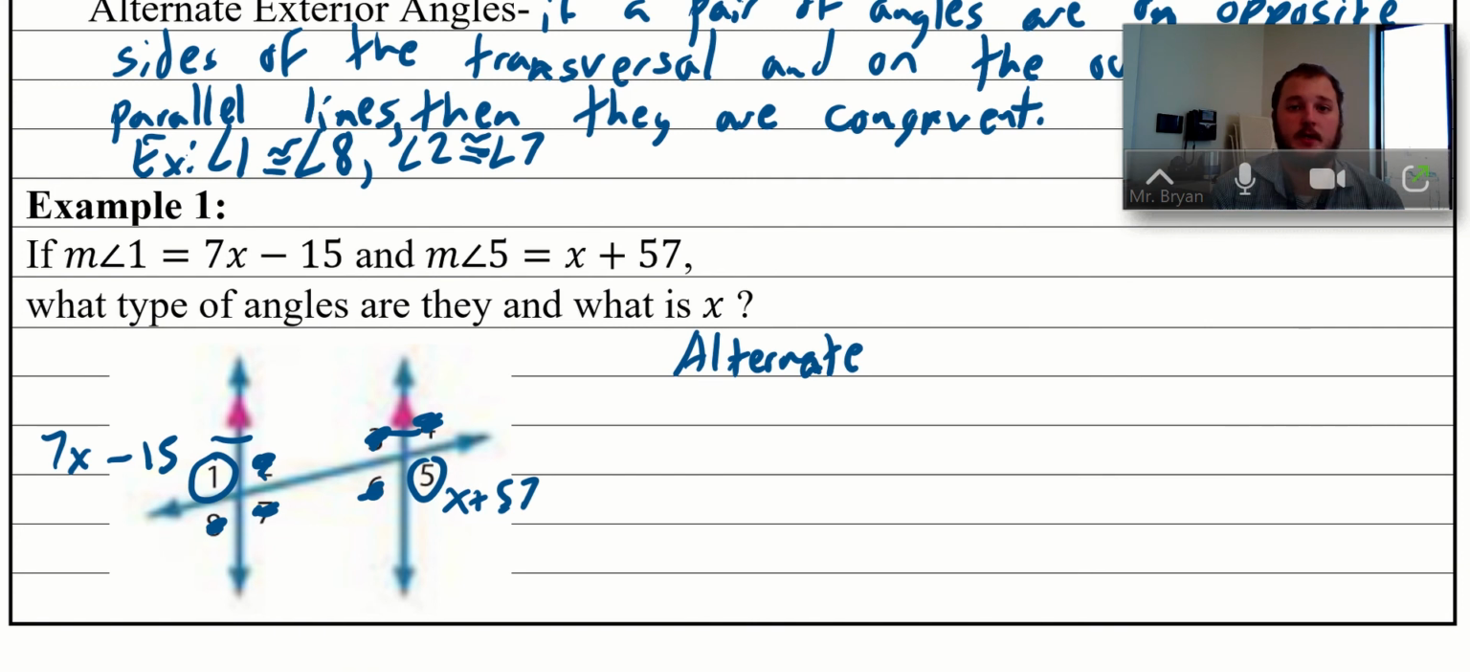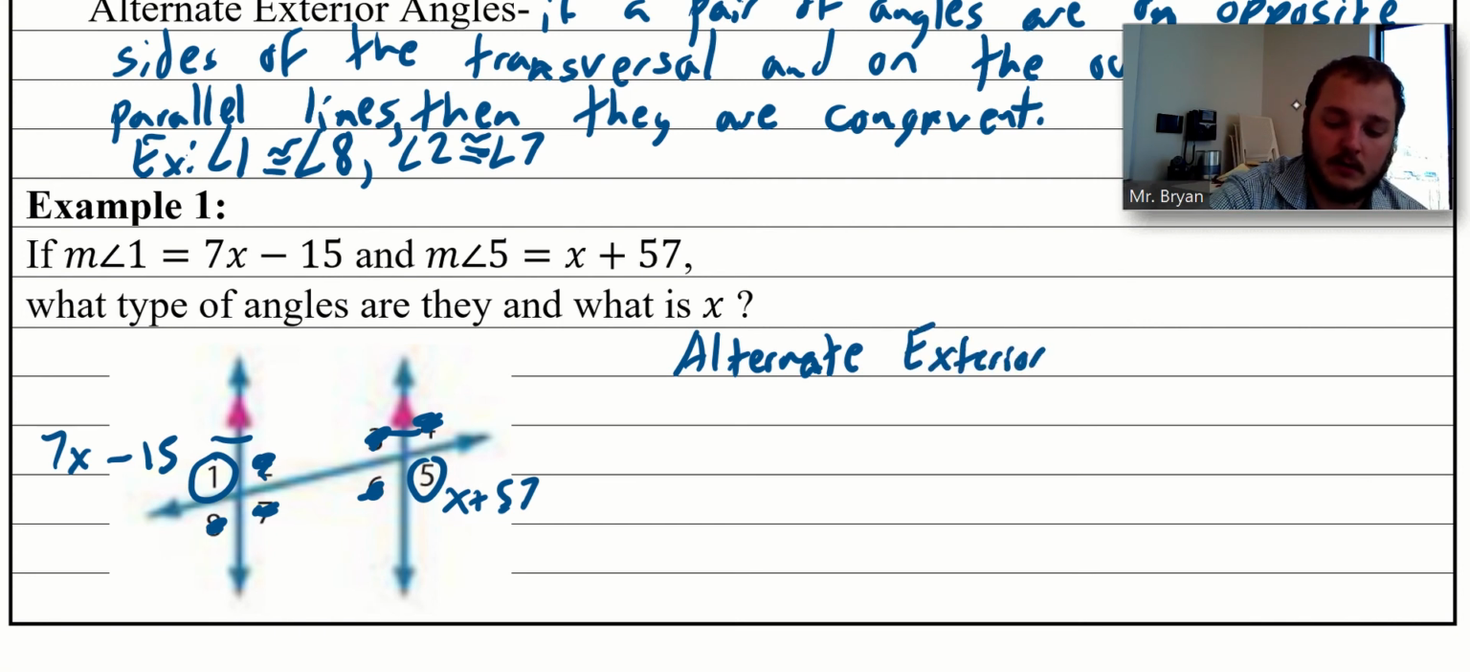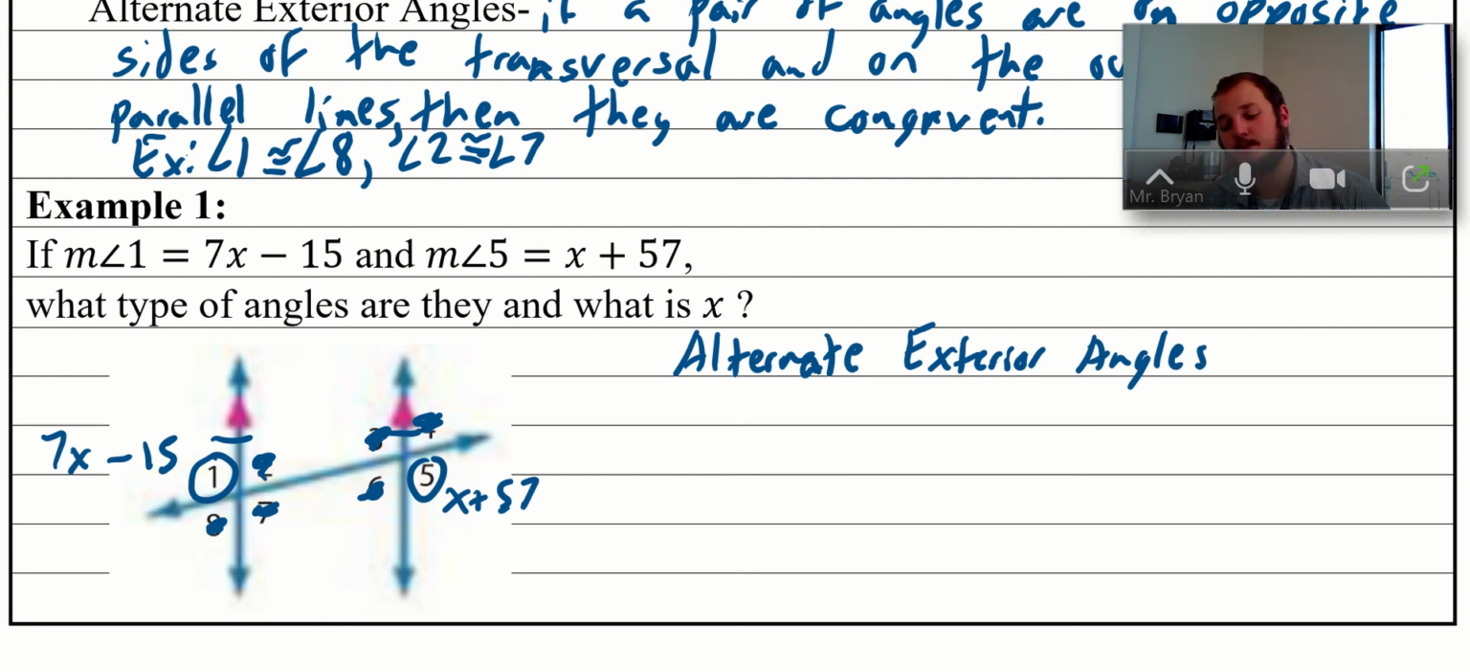Okay, and then the question also is, are they on the inside or the outside of the parallel lines? Well, I see the parallel lines are here, and both of them are outside it. So I'm going to say alternate exterior angles. Okay, that's the first question I always need to ask myself and I always need to answer: what type of angles are they? These are alternate exterior angles.